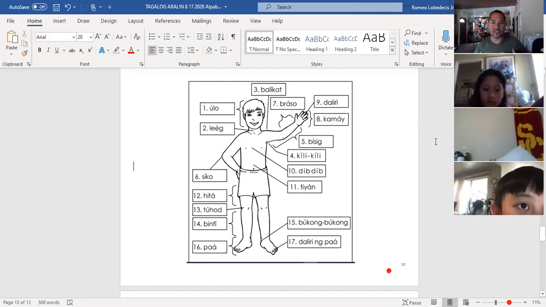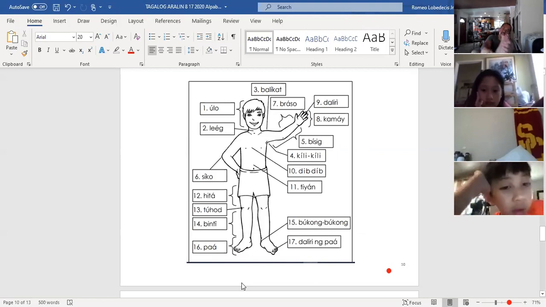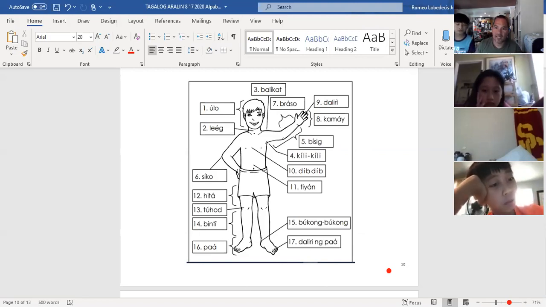And then your dibdib is your chest. Your tummy is your tiyan. Okay? And then your siko is your elbow. And then your hita is your leg from your hip down to your knee. That we call hita. And then your tuhod is your knee. And then from your tuhod all the way down to your joint of your foot, we call it binti. And then your paa is your foot. And then bukong-bukong is this. This is what you call the bukong-bukong right here. And then your daliri sa mga paa is your toes.